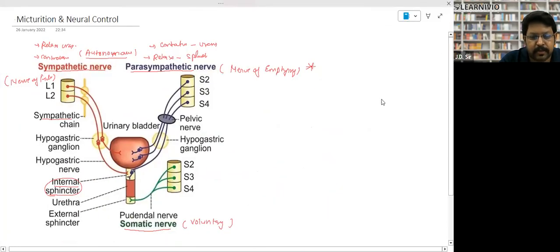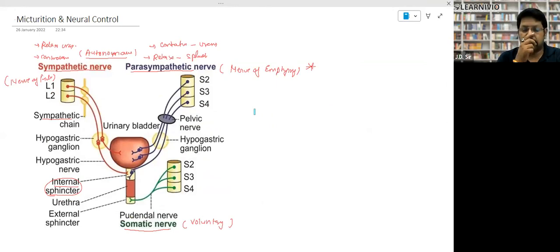Micturition is just release of urine, right? Again, I told you that some part of urine, so you can control urine up to a certain extent. When the internal sphincter opens, you need to go for urination. Still, if you are unable to go, the external sphincter is under your control up to a certain extent only, right?